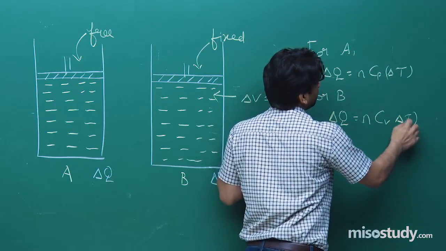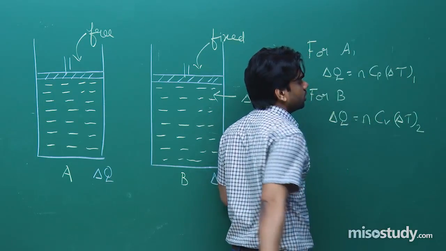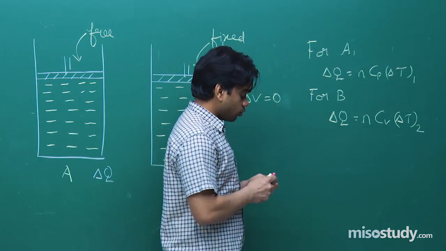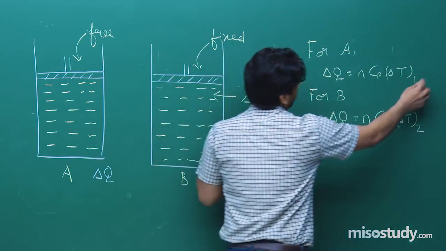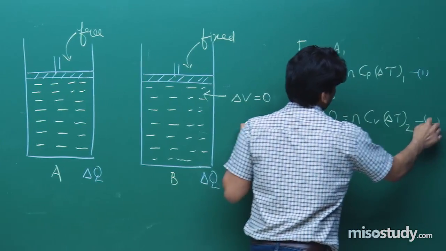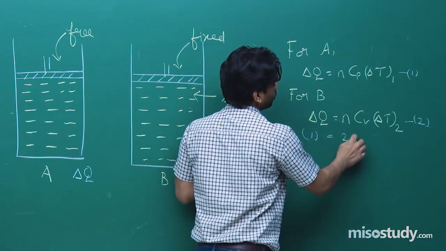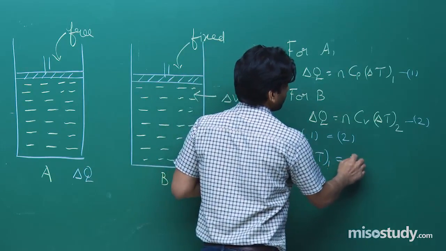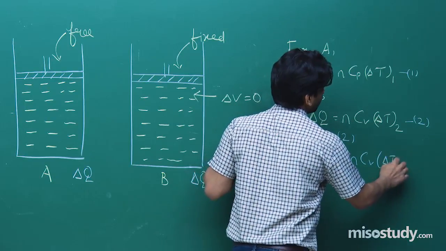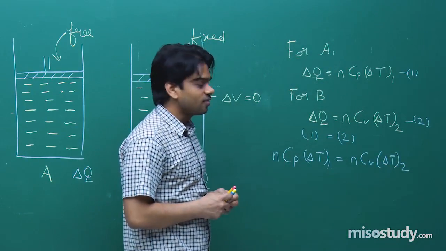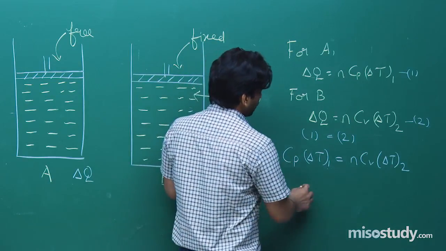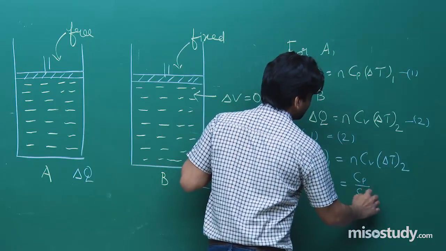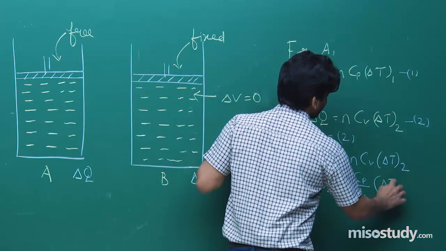NCV delta T, and let's say delta T is, in this case, delta T2 and in this case delta T1 here. Since both are equal, let's say this is first and this is second, so we can say that 1 is equal to 2: NCP delta T1 is equal to NCV delta T2. From here, the value of N can be cancelled out. You can find delta T2 as Cp by Cv multiplied with delta T1.